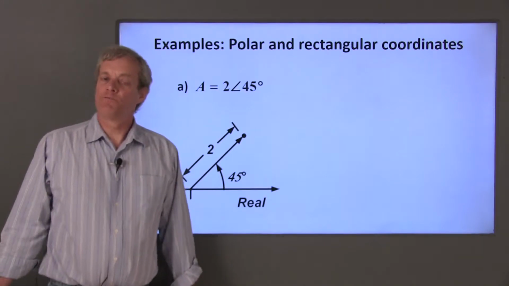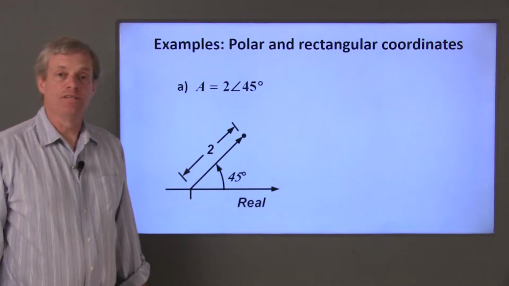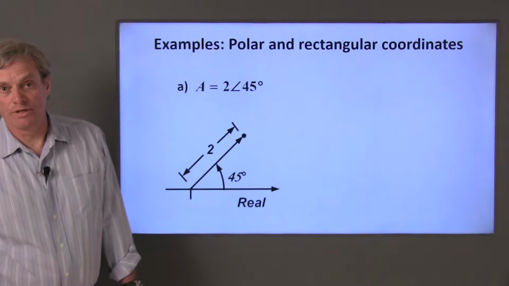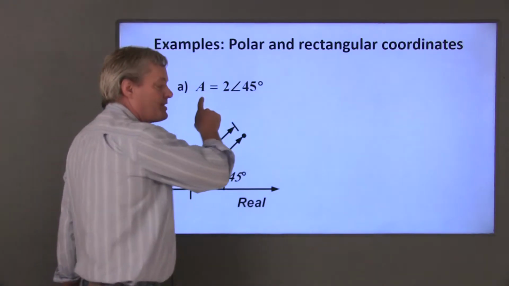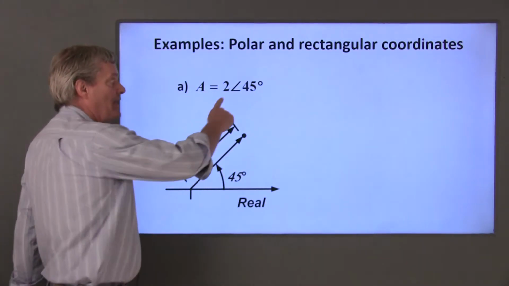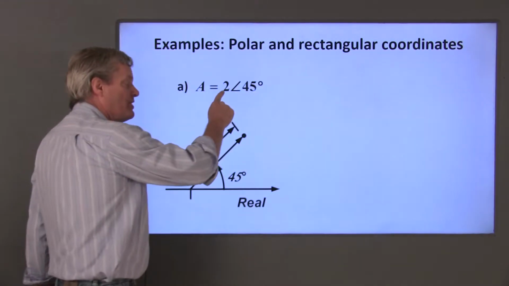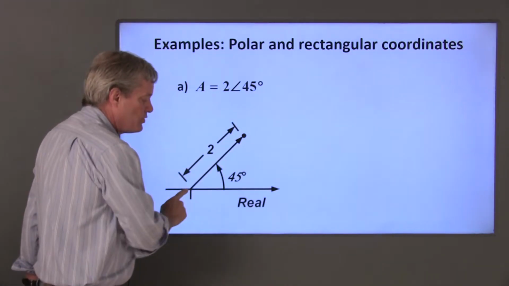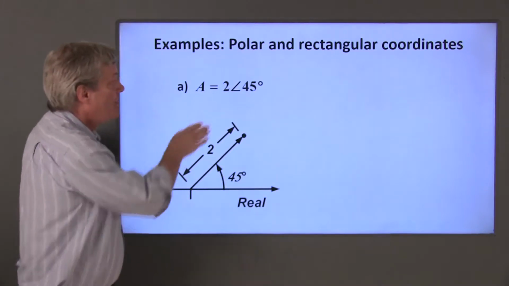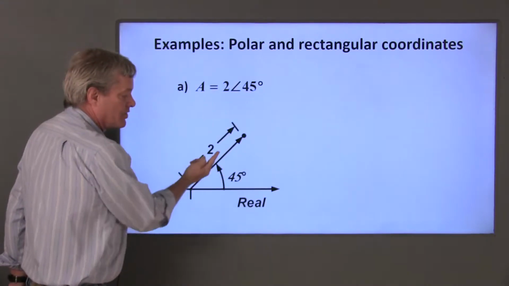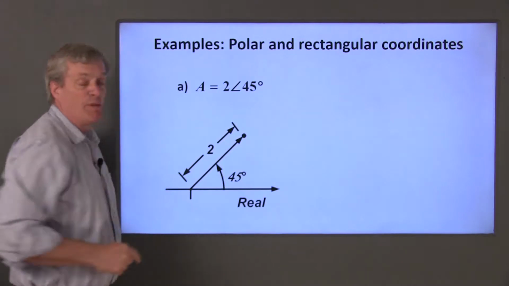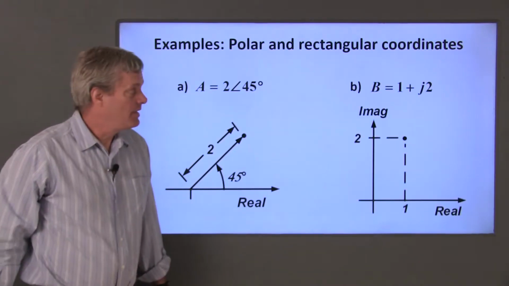Now let's look at a couple of specific examples of complex numbers in polar and rectangular coordinates. This complex number is in polar coordinates. It has a magnitude and an angle from the positive real axis. So this 2 means that our point is 2 units from the origin. The 45 degrees means that the direction is 45 degrees from the positive real axis.